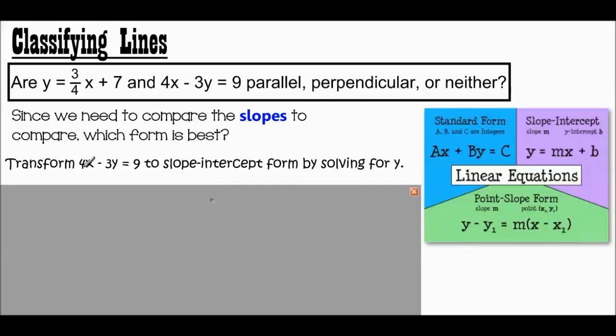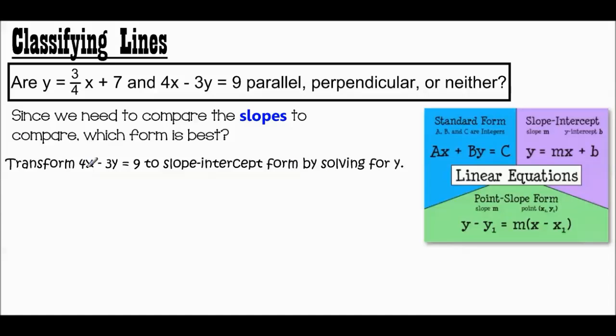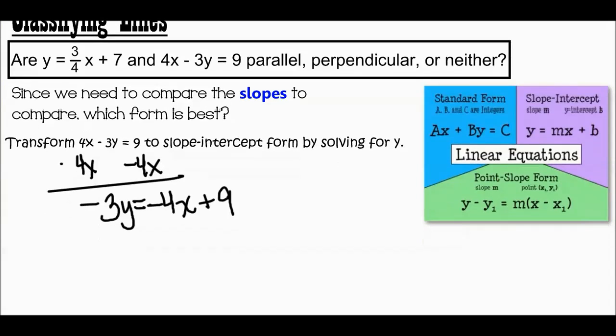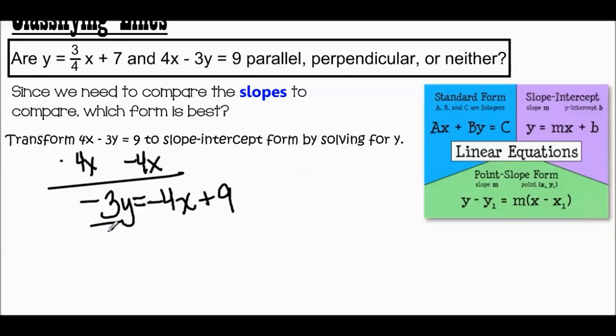So we're going to transform 4x minus 3y equals 9 to slope-intercept form. We do that by solving for y. So let's get to business on that. Let's get the 4x over to the other side because we want the y term isolated on a side by itself. So I'm going to subtract 4x on both sides. That's going to leave me with negative 3y equals negative 4x plus 9. Then I'm going to divide both sides by negative 3.